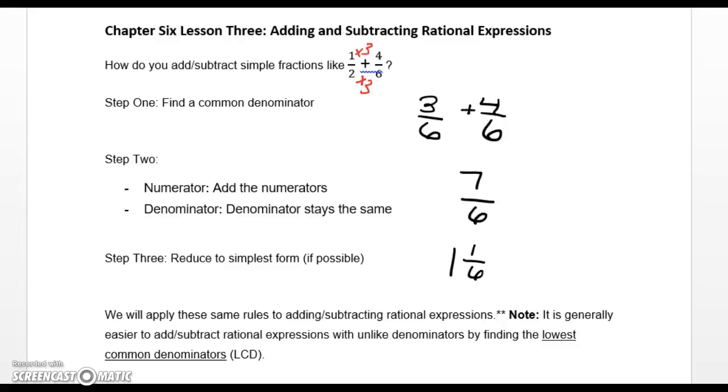So we can apply these same rules to adding and subtracting rational expressions, although we need to make a note here. Generally, it's easier to add and subtract rational expressions with unlike denominators by finding your LCD, or lowest common denominator. That's exactly what we did in the example above. We found the smallest number that we can turn those two denominators into, the smallest number that these two numbers have in common.